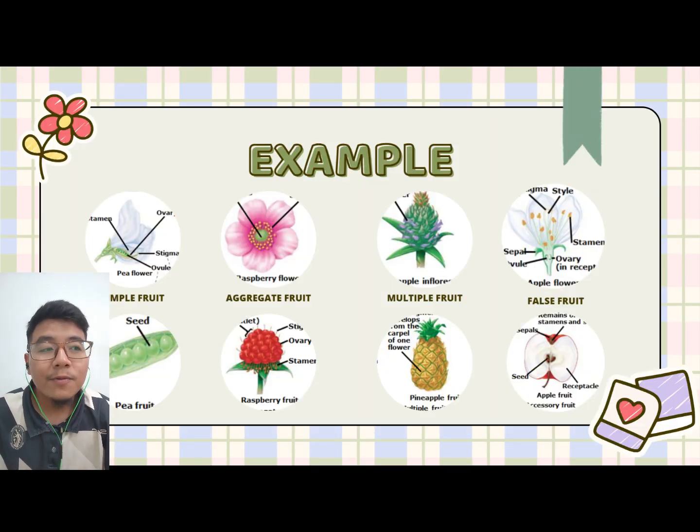So right now, I would like to share an example of types of fruit. This is an example that we can search or research on the internet.